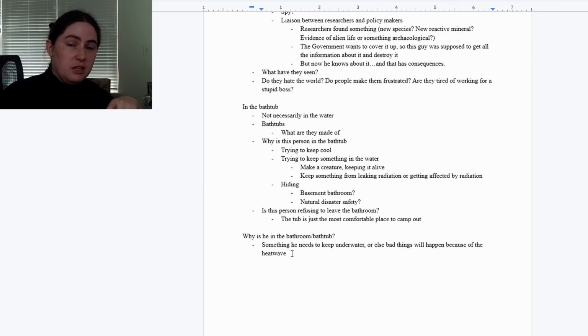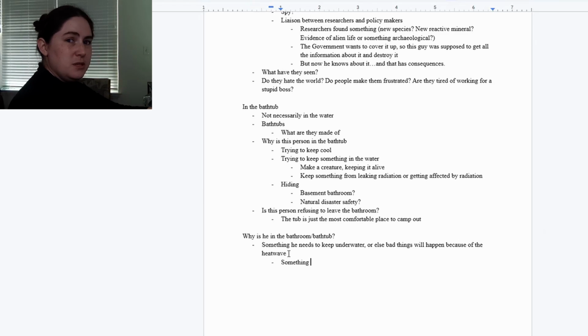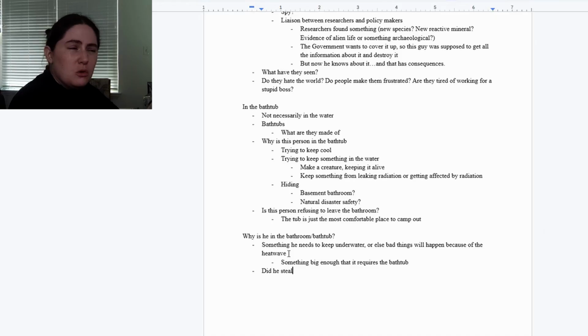Potentially, he stole something from his agency, which is why he's hiding. It's gotta be something big enough that it requires the bathtub, and you can't just put it in a bowl, put it in the sink. We need the bathtub. If he stole it from his agency, I would like to know why he stole it. Because he knows everything about it. Because he's the one who collected all the information about it. So he knows everything about it.